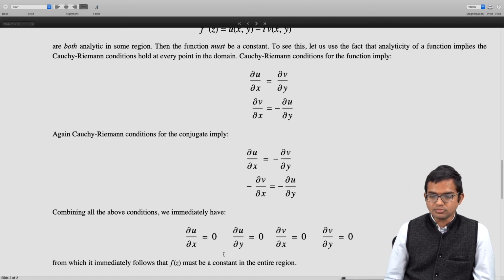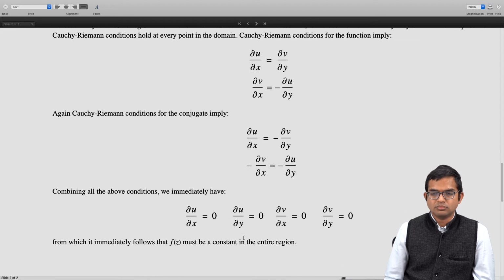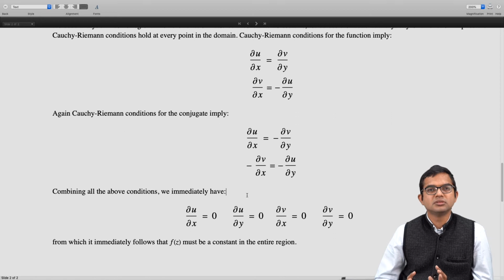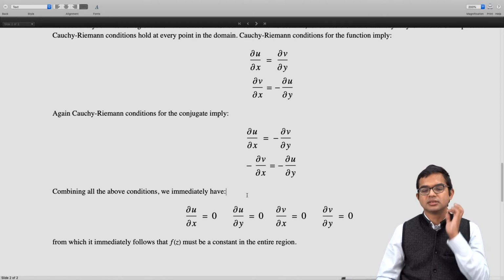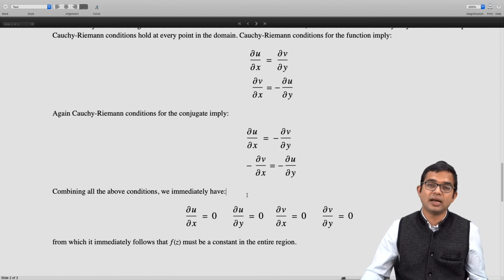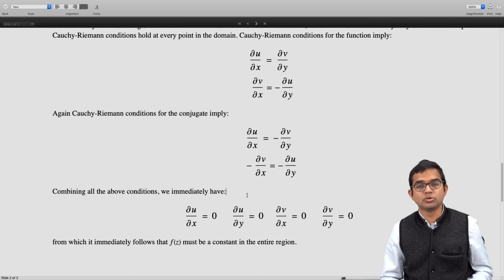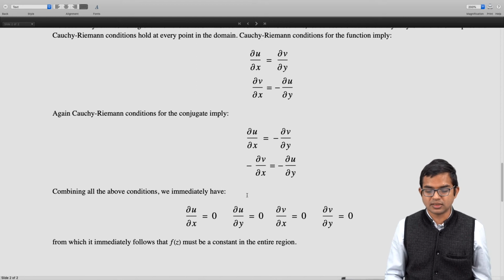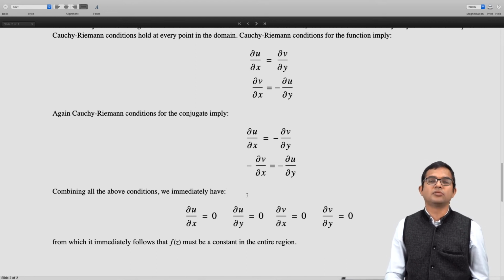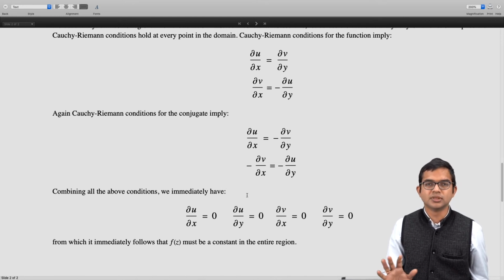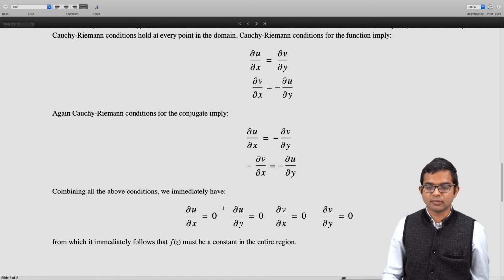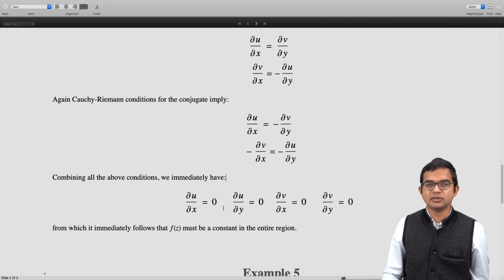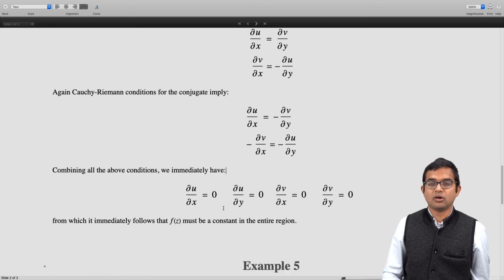So analyticity is quite a constraining condition. It's not possible for a function and its complex conjugate to be both nice functions. If one of them is very nice and analytic and non-trivial, then for sure its complex conjugate is non-analytic, right? In a whole region, right?